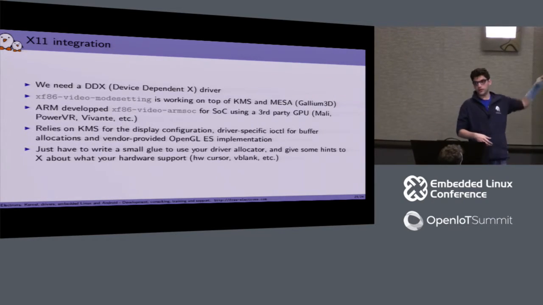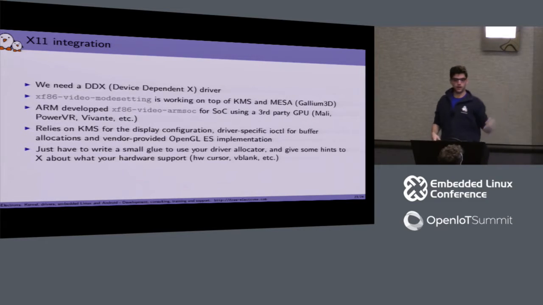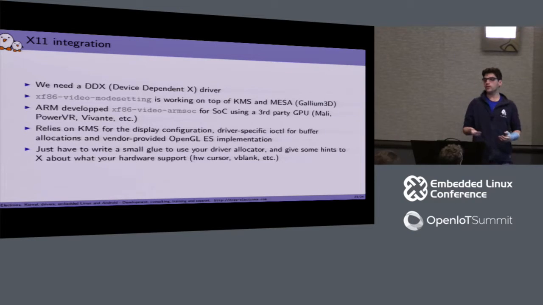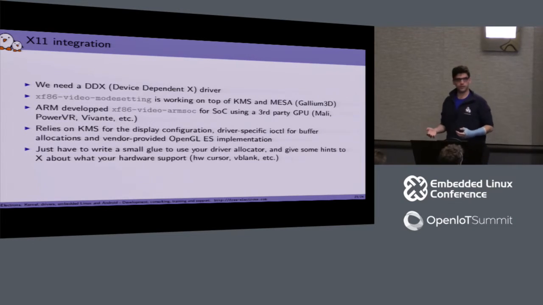You just have to write a small glue to that driver to allocate that buffer using the driver-specific IOCTL, and give some hints to X about what you are actually able to do in your system. So, for example, can you use a hardware cursor or not? Can you do asynchronous vblanks to switch buffers and so on? It's just a bunch of flags and functions. Overall, it must be maybe 100 lines of code, so it's pretty small, but you still have to write it.